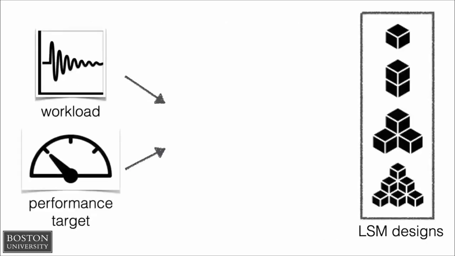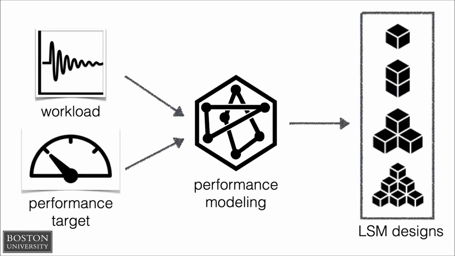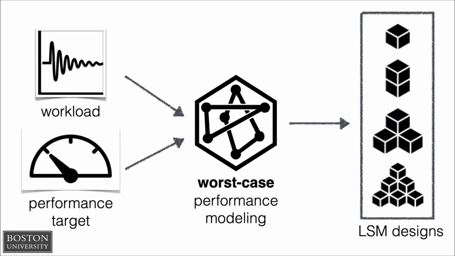Now, when we're doing performance modeling, we're using the workload and the performance targets that we might have, and we're using cost models. So what are these cost models? Essentially, they are worst case cost models. And what do I mean by that?